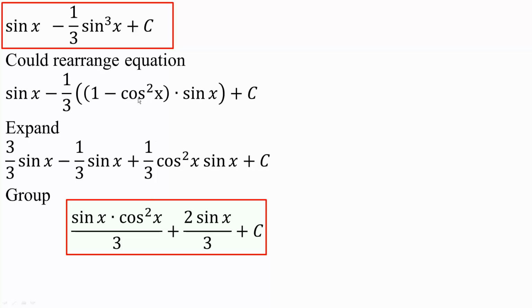Sine x times cosine squared x is cosine squared x times sine x plus c. Next, I will simply group. I could say that sine x times cosine squared x, this piece right here, divided by 3, plus 3/3 minus 1/3 would be 2/3, 2/3 sine x plus c. So this right here is also equivalent. And that's all you need to do for this problem.